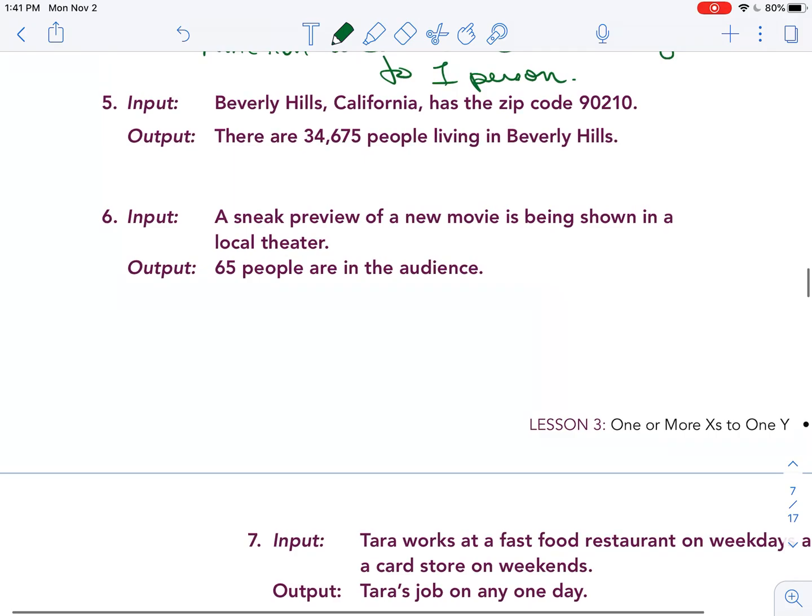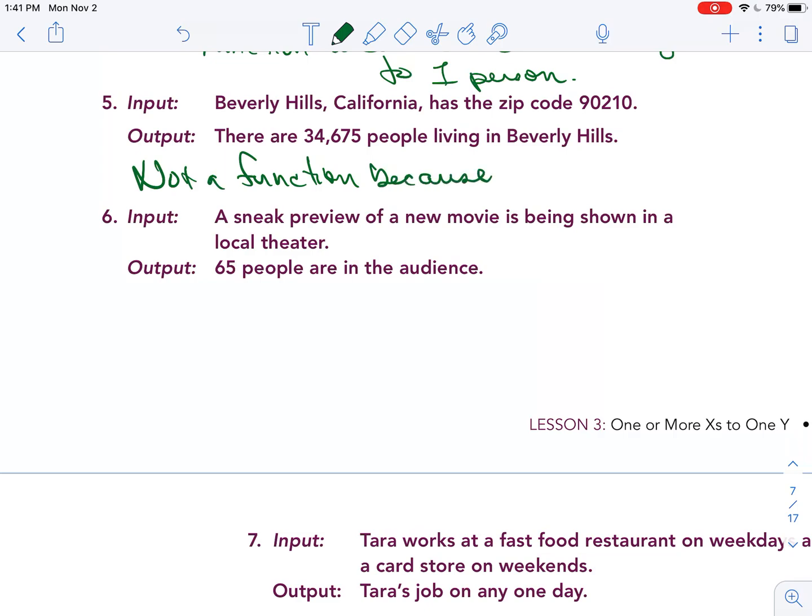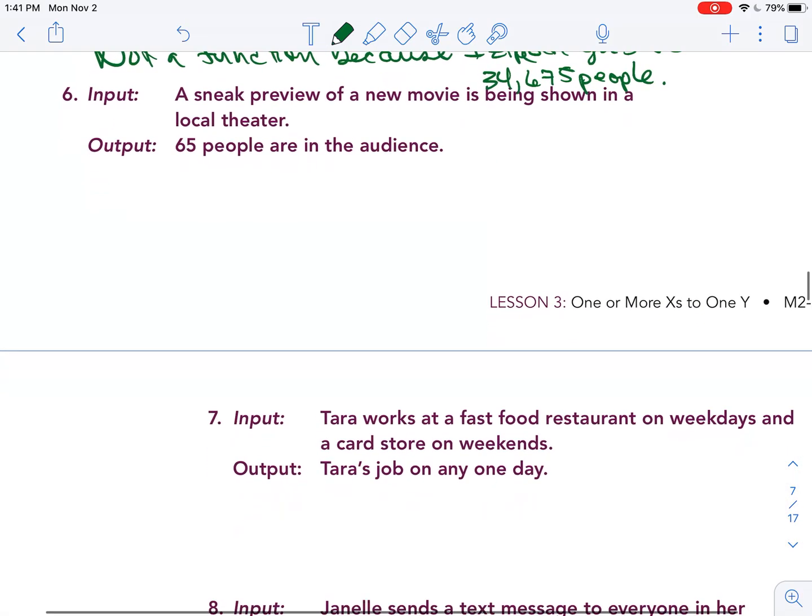Okay, this next one. Beverly Hills, California has the zip code of 90210. There are 34,675 people. So that's one number that's going to all those people. So this is not a function because one zip code goes to 34,675 people, not just to one person.